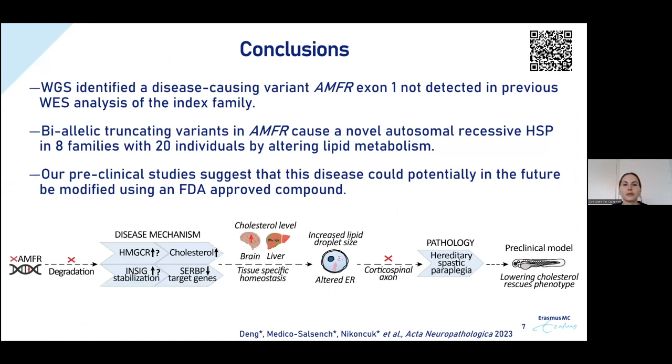And with that, we would like to conclude that by whole genome sequencing, we identified a disease-causing variant in IMFR that was not previously found in our index family. But we have also reported 20 individuals with biallelic truncating variants in IMFR, causing hereditary spastic paraplegia by altering lipid metabolism. And our preclinical studies suggest that this disease could potentially, in the future, be modified using an FDA-approved compound.